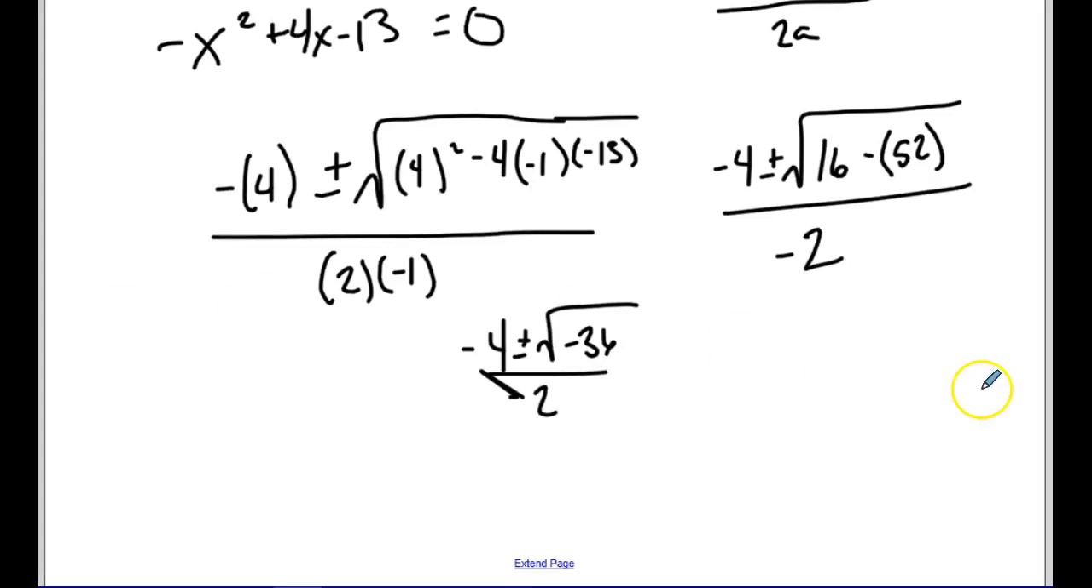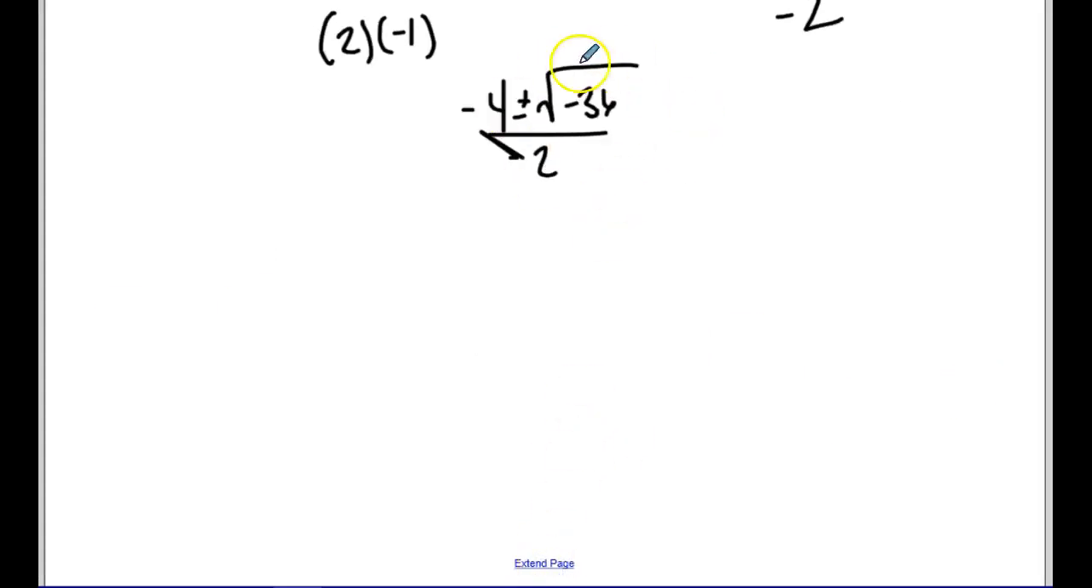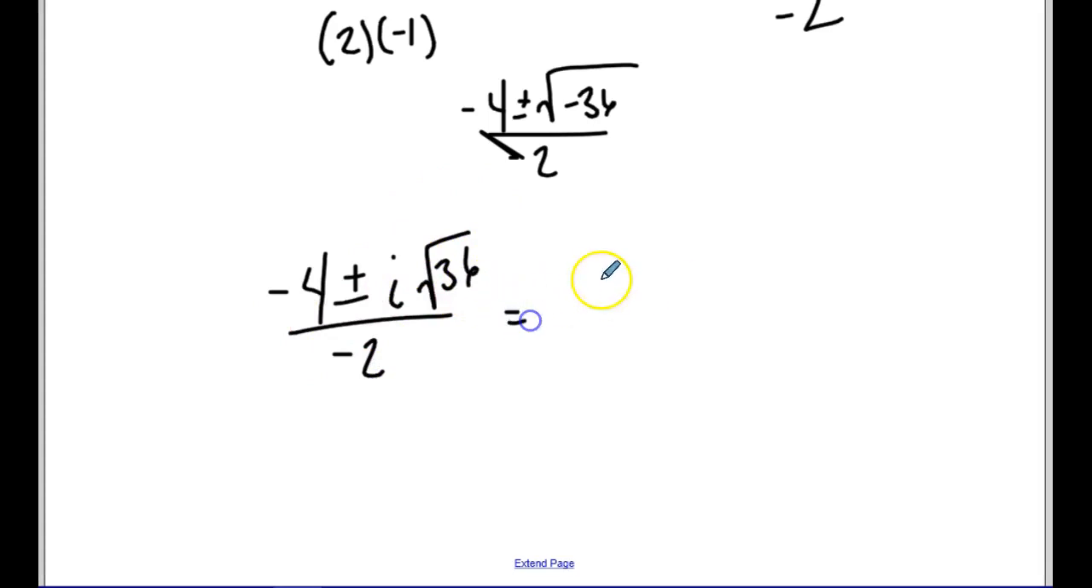Okay, so now let's simplify. So again, I see here I have this negative inside my radical, and this is where our complex solutions come in from earlier in this chapter. When I'm taking the square root of a negative number, I have to include that i. So I have negative 4 plus or minus i times the square root of 36 divided by negative 2. Well, this I know. I know the square root of 36, so I have negative 4 plus or minus 6i over negative 2. Well, let's simplify this a little bit more.